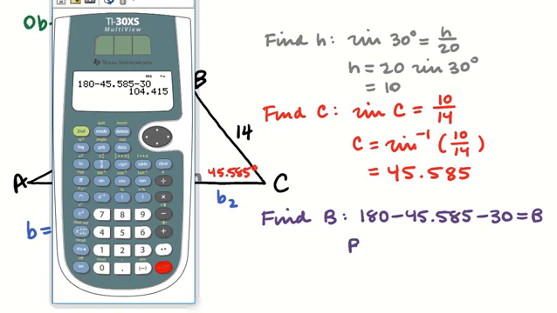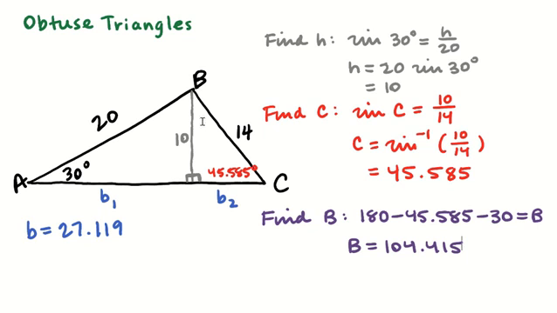Again, good time to stop and think, does this sound like a reasonable answer? If you think about it, yes, it does. This is the obtuse angle in the obtuse triangle. Okay, so this looks good to me. And at this point, 104.415. And at this point, we've got the whole triangle solved.